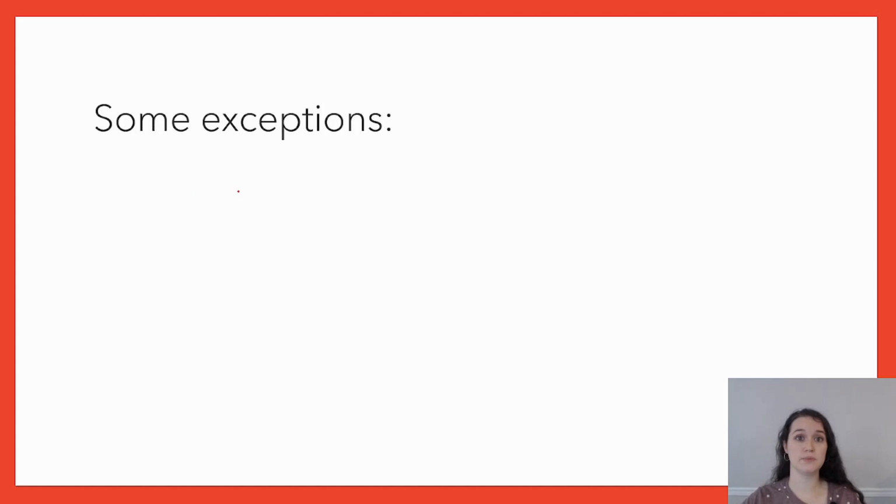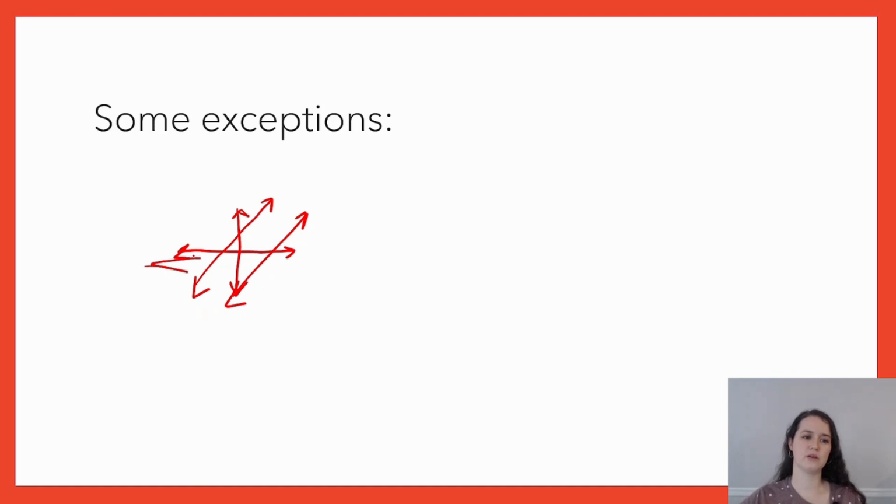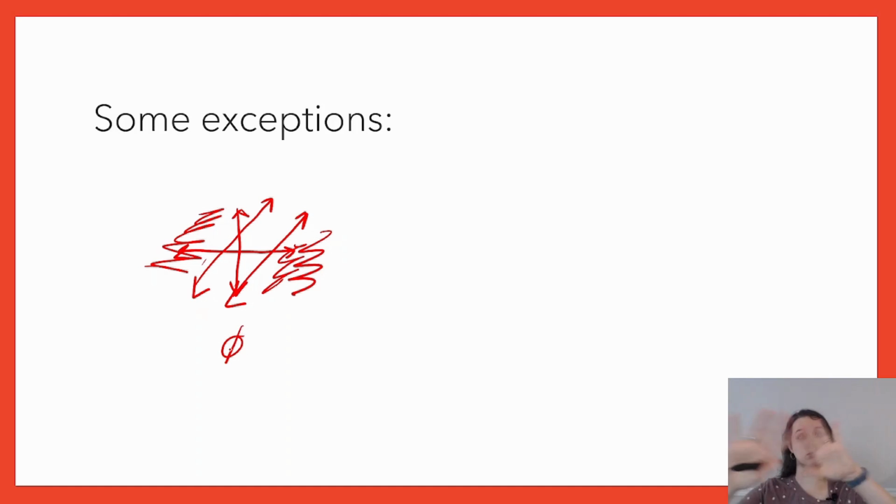So some exceptions to this would be if you ended up, and I'm just going to kind of show you with the graph, if you ended up with like two parallel lines, and these could be dashed, they could be solid, and if you have like this side shaded and this side shaded, right, you have no solution because they don't overlap at all.